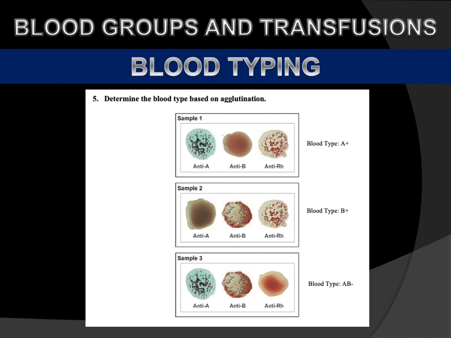Let's now look at the sample 2. Sa anti-A, walang clumping. So, wala siyang A antigen. Sa anti-B, may clumping. So, may B antigen siya. Sa anti-RH, nag-clump ulit. So, meron siyang D antigen. Anong blood type ng sample 2? B positive. And lastly, sample 3, nag-clot sa anti-A, nag-clump, may agglutination, so may A antigen. Yung anti-B na antibody na pinatak doon sa second smear, ganun ulit. Nag-clump yung dugo, so may B antigen. Pero sa anti-RH, hindi nag-clump. Walang agglutination. So, wala siyang D antigen. Kaya ang blood type ng sample 3, AB negative.